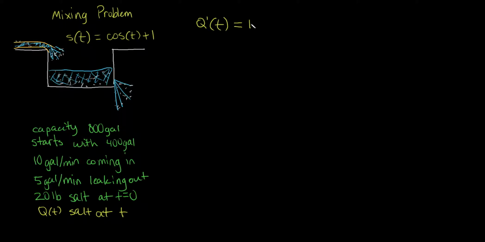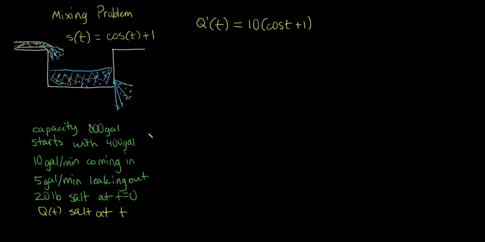We're going to multiply that by 10 because there are 10 gallons of it. And then, how much salt is coming in? We know we have S of t here. So that's 10 times S of t, or 10 times the cosine of t plus 1. That is how much salt is coming in all the time.